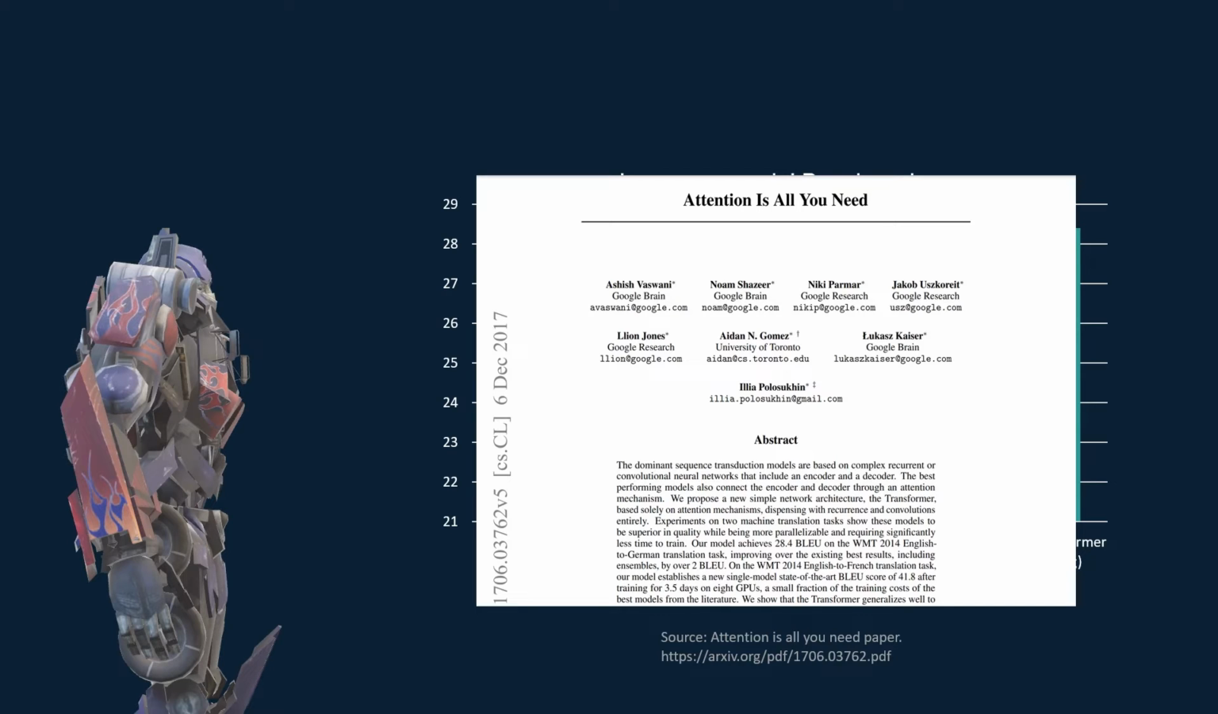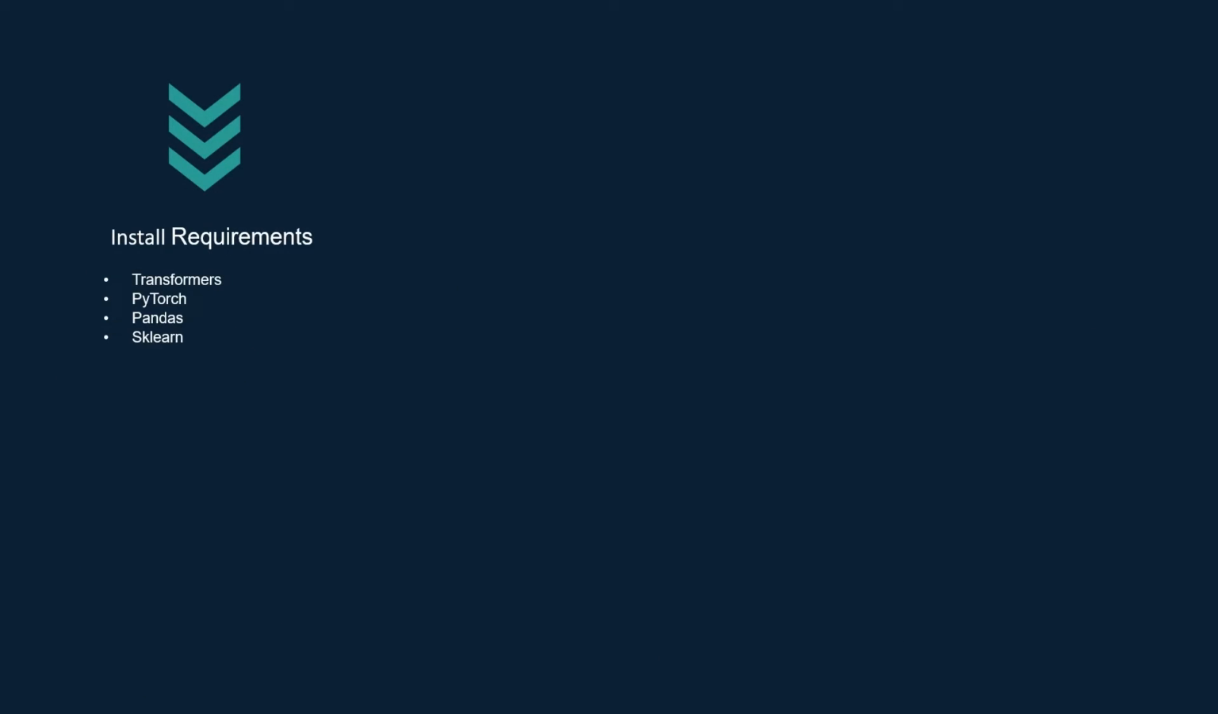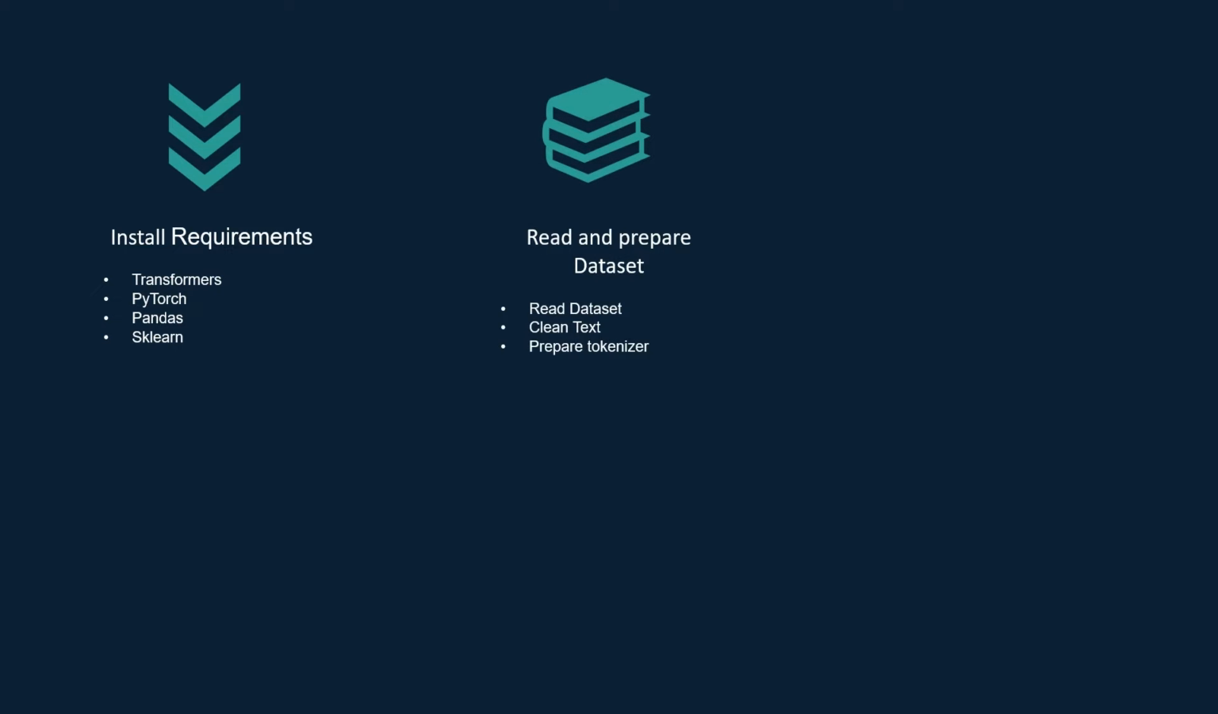Let's start our training process. First, we're going to be installing our requirements. The most important library here is the Hugging Face Transformers library. The second step is reading and preparing the dataset, which includes cleaning the text and preparing the tokenizer. Tokenization is the process of splitting a sentence into words or subwords and then mapping those words to numbers, so that it can be fed to the model.